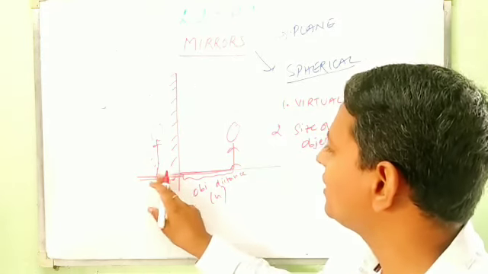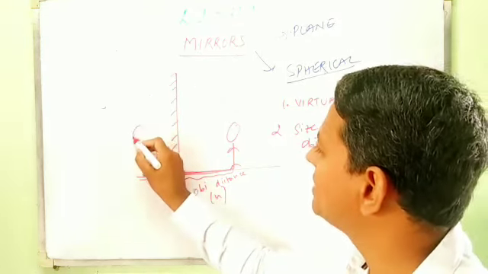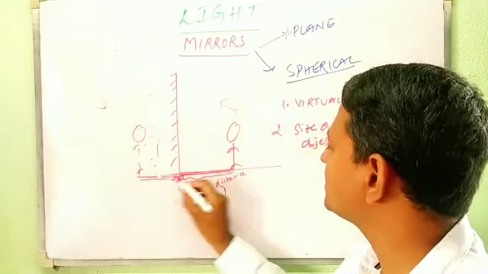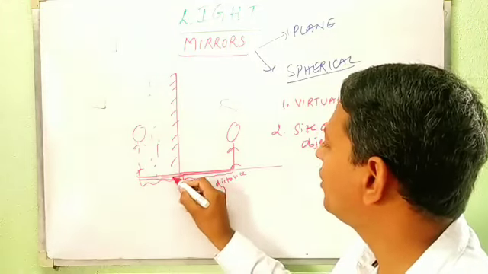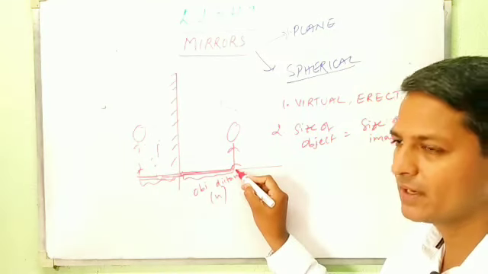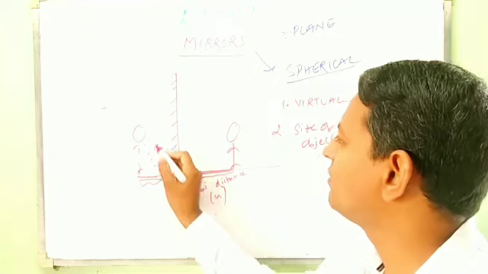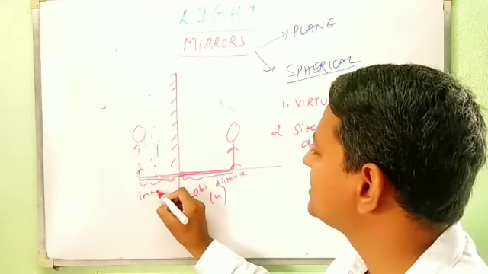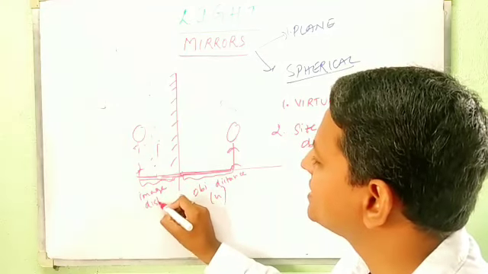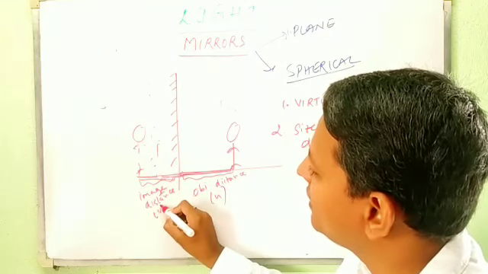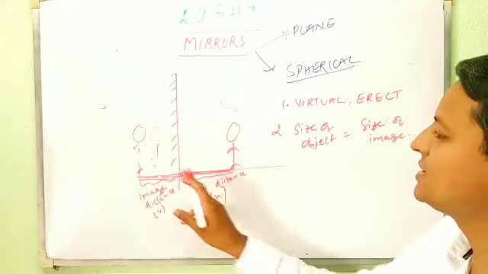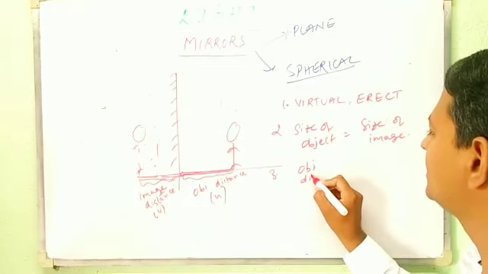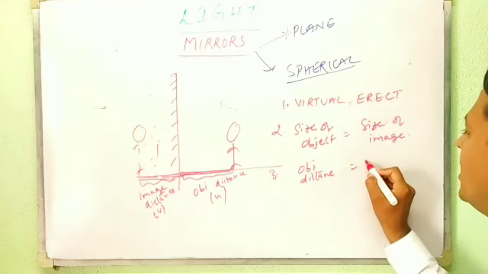If you move this much far, your image also, inside the mirror, you can see this place also. As you move far from the mirror, the same way your image is also moving far. So this distance is called image distance, which is represented by v. So always object distance is equal to image distance.